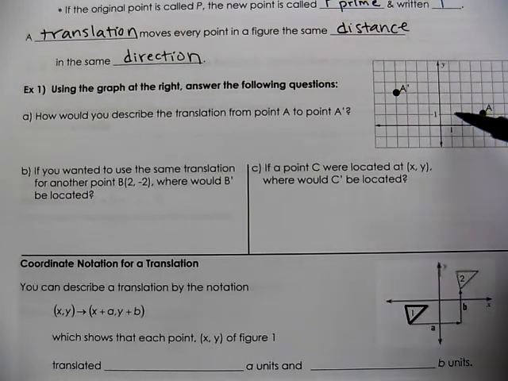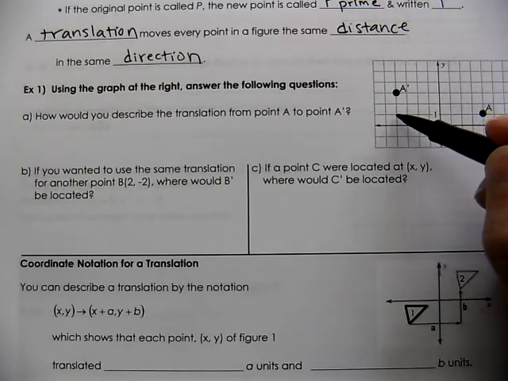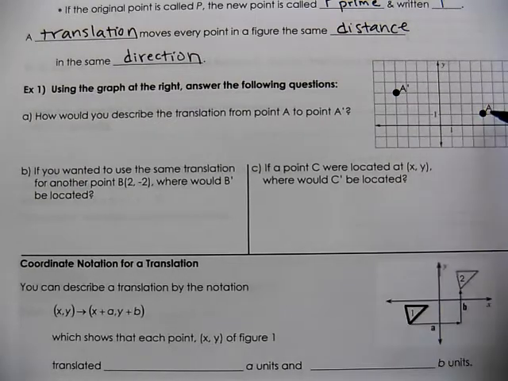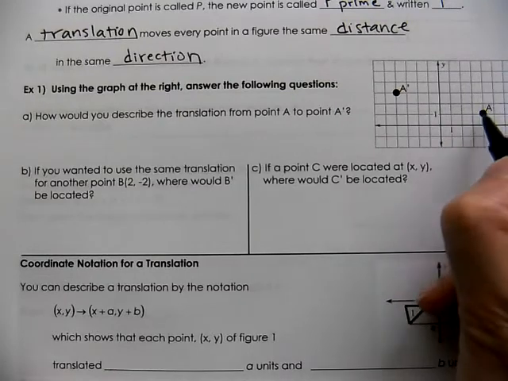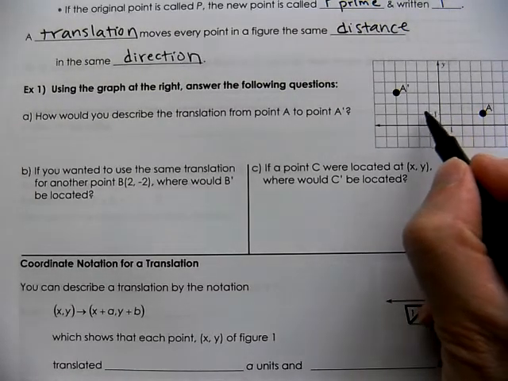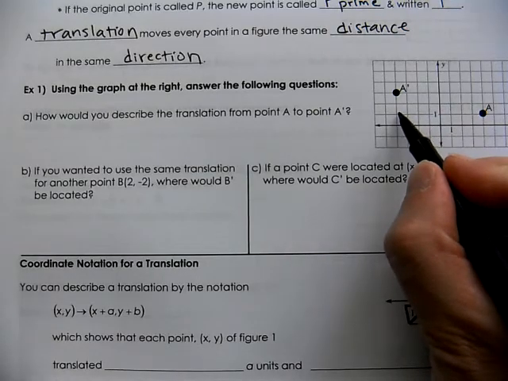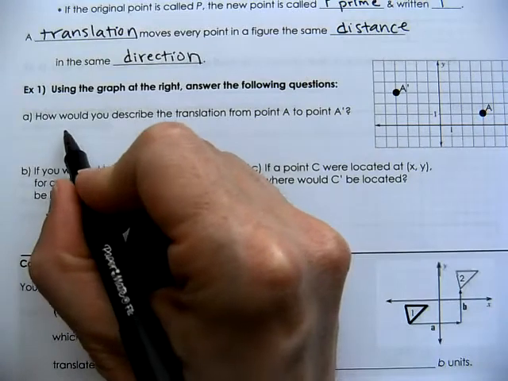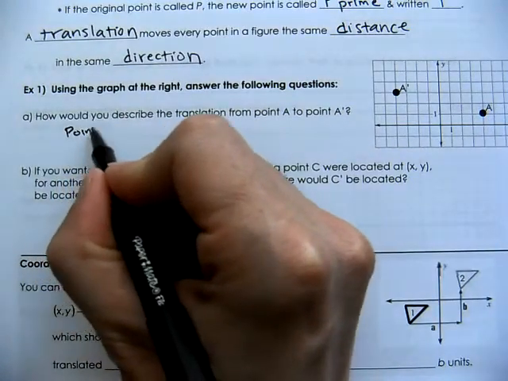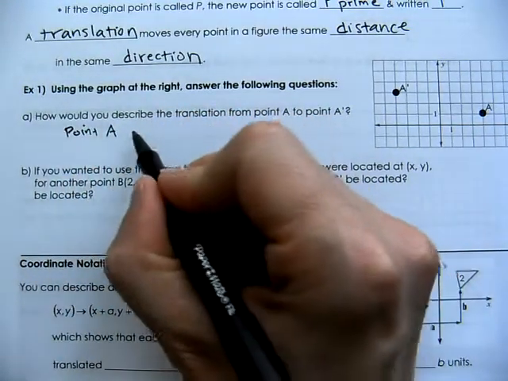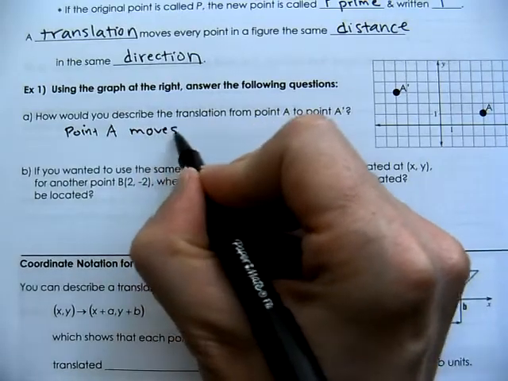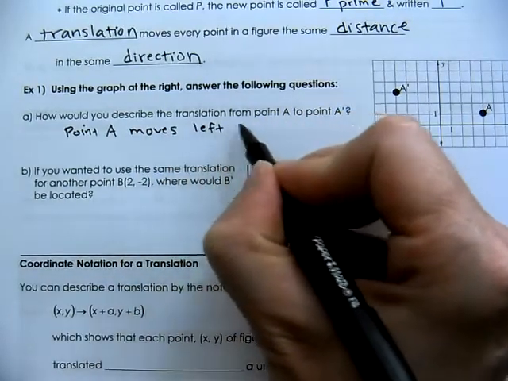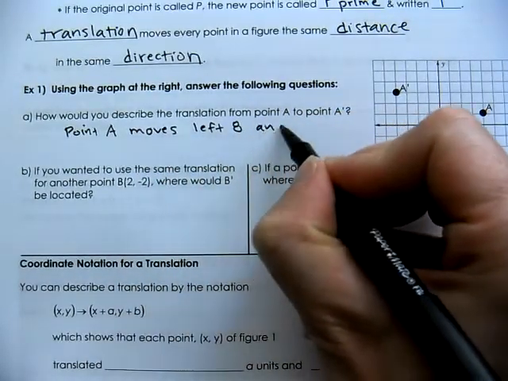Well, it looks like it's left and up from the original location, but we want to know exactly how far it's moving, so let's do a count. Starting at point A, I'm moving left 1, 2, 3, 4, 5, 6, 7, 8, and then up 1, 2. Alright, so it looks like point A moves left 8 and up 2.